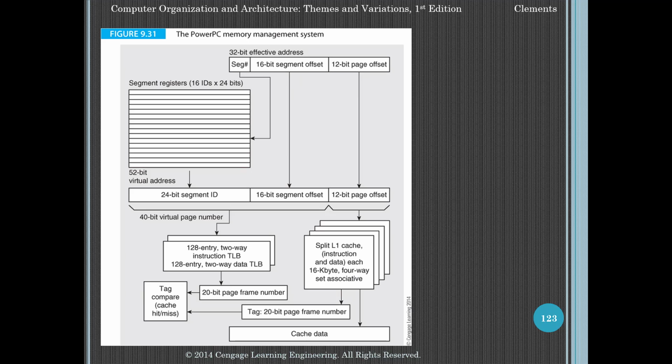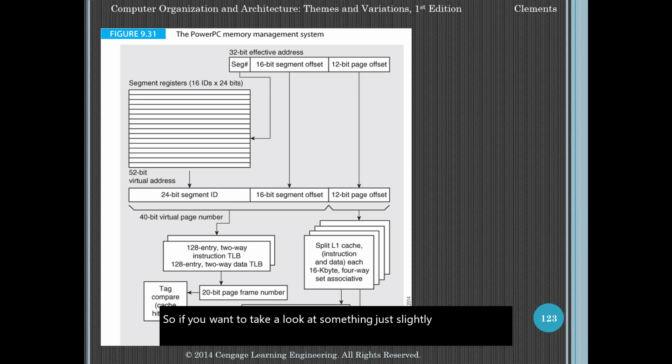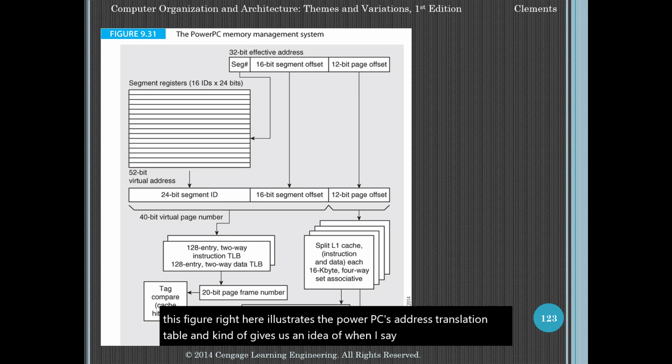If you want to take a look at something slightly more complex, this figure illustrates the PowerPC's address translation table and gives us an idea of the more information that would be in the structure of a real page table. It would have a descriptor that points to the next level in the hierarchical address translation table. It would have the final descriptor in the chain that points to the actual physical page and contains information that the MMU requires about the page.